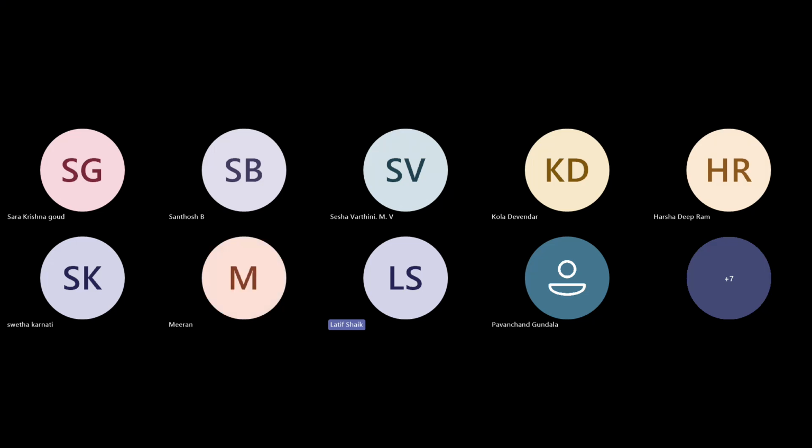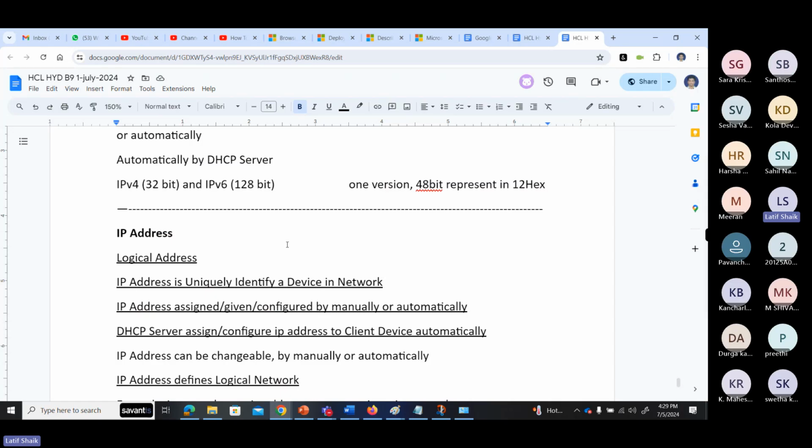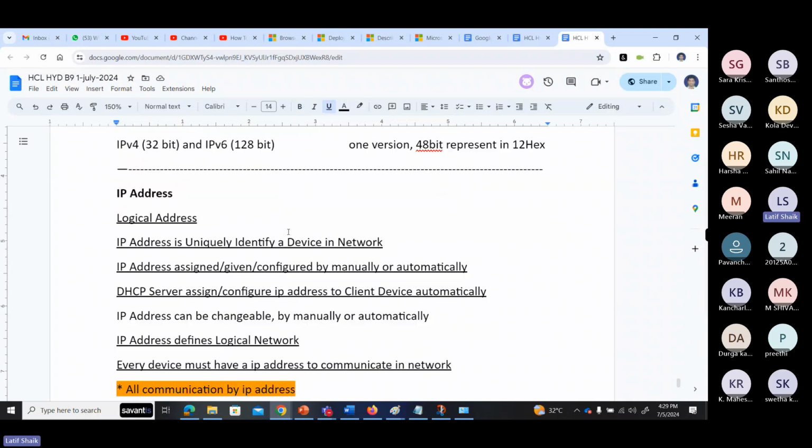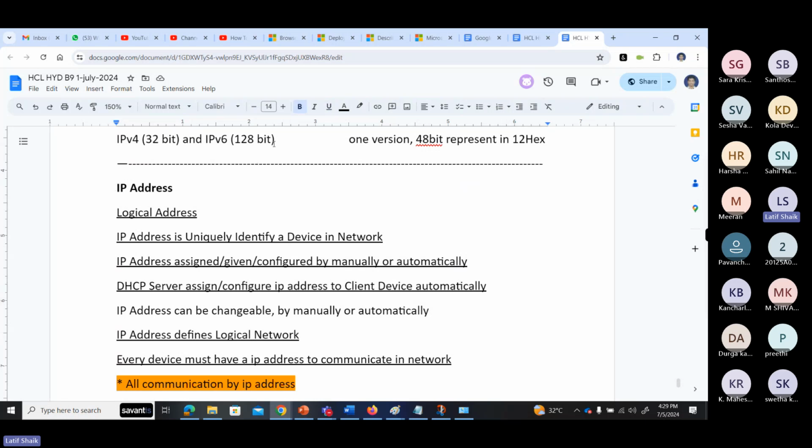We discussed MAC address, and we discussed the differences between MAC address and IP address. Same points only, nothing more. What is an IP address?